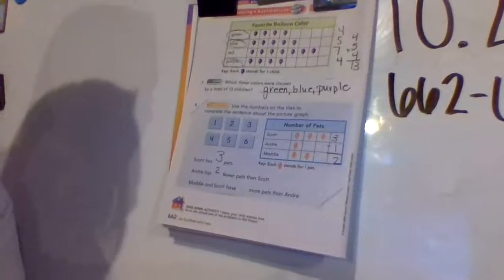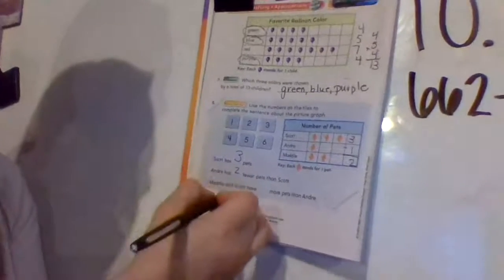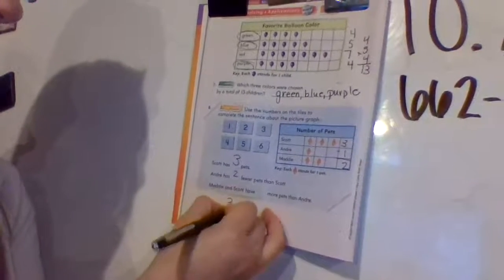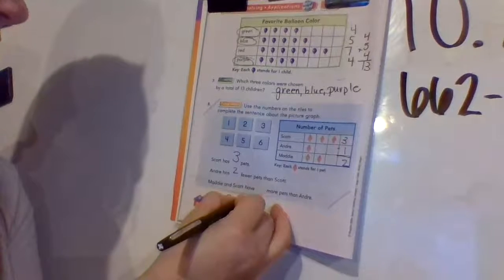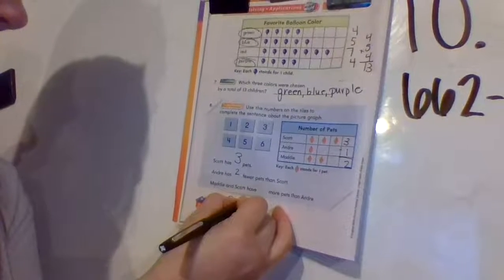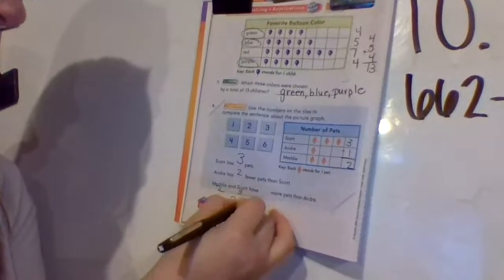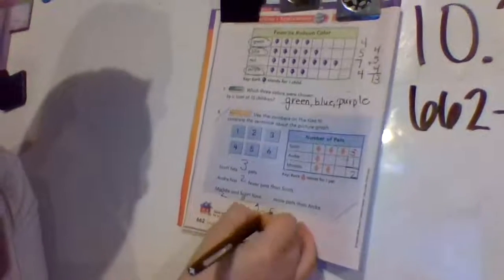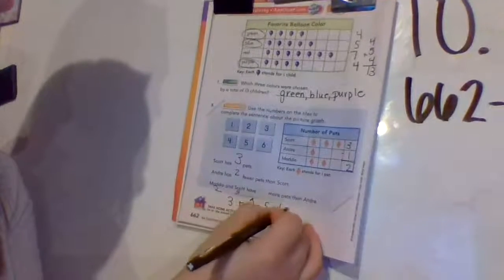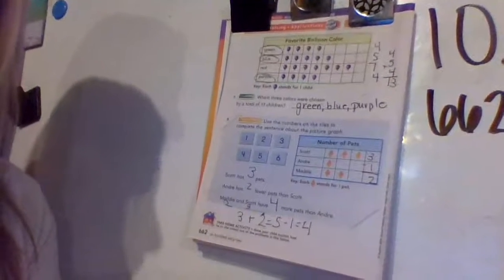And Maddie and Scott have blank more pets than Andre. So we're going to add up Maddie and Scott's together. So we have 3 plus, how many does Maddie have? Maddie has 2 and Scott has 3. So 3 plus 2 equals 5. And we're going to subtract that with Andre's, which is 1. So we get a total of 4 more pets than Andre. Okay, if you need more time on this page, go ahead and hit the pause button, but I am going to move on to the homework pages.